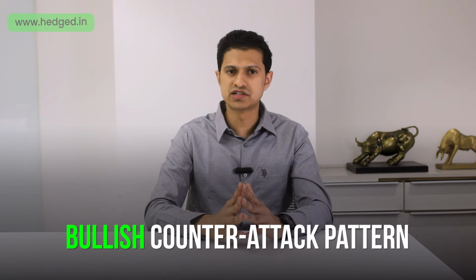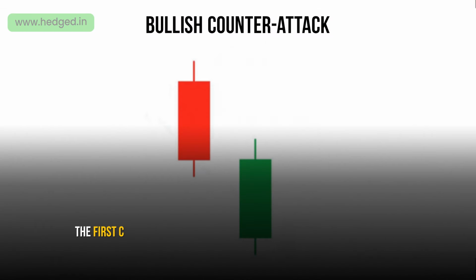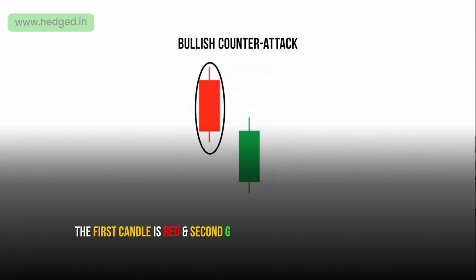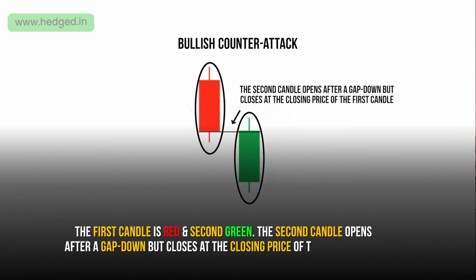First, let's understand how to identify a bullish counterattack pattern. A bullish counterattack candlestick pattern appears at the bottom. There is a steady downtrend in prices where the first candle is red and the second candle is green. The second candle opens after a gap down but closes at the closing price of the first candle.